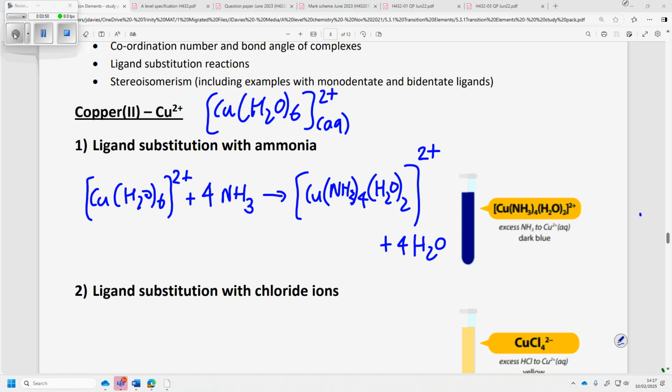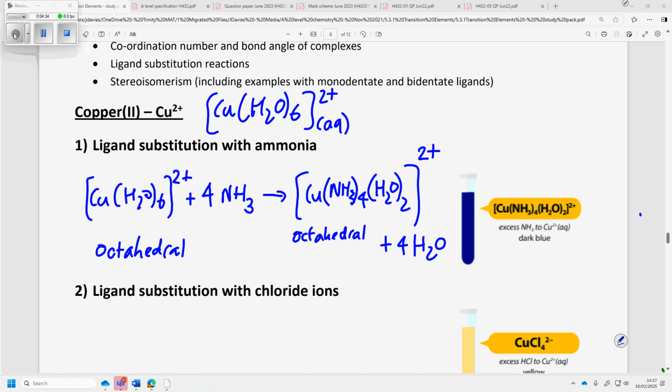Now interestingly, we have got at the beginning 6 ligands surrounding the copper ion, and at the end we still have 6 ligands. So we have an octahedral complex at the beginning, and we have an octahedral complex at the end. Bond angle's 90 degrees, and we should be able to draw either of those or both of those 2 complex ions. We've got a ligand substitution and the shape has remained the same.